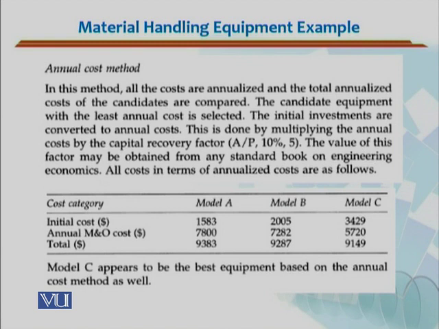10% with 5 years of life. The value of this factor may be obtained from any standard book. Tables भी अब provided हैं जिस पर आप ये जो है वो compound capital recovery factor देख सकते हैं. All costs in terms of annualized costs are summarized in the table. So if you see the total cost, model C again appears to be the best on the basis of annual cost method because it has the least cost.